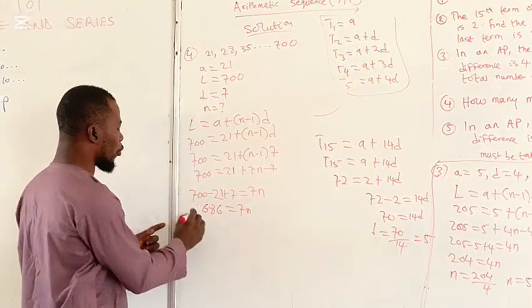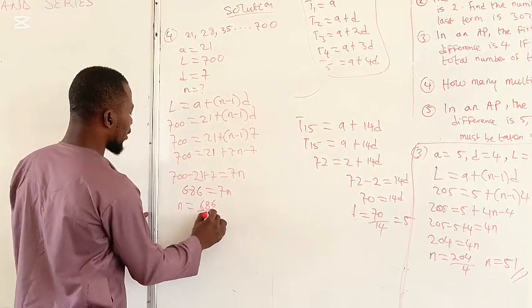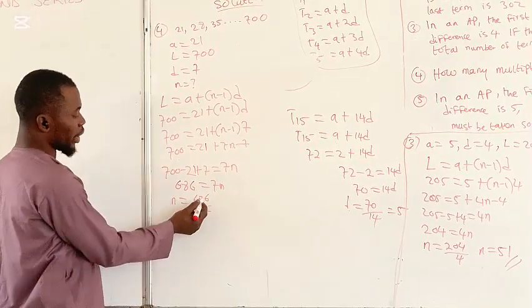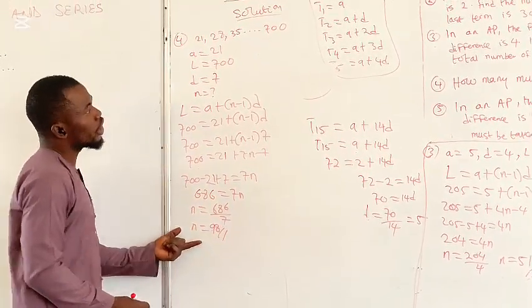It is n we are looking for. Our n will now be 686 divided by 7. So therefore, our n, 686 divided by 7, will give us 98. So this is the answer.